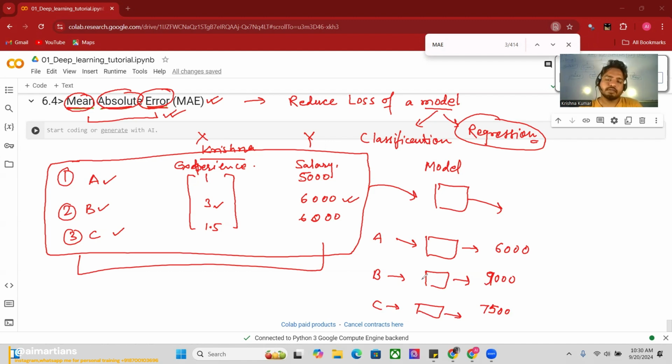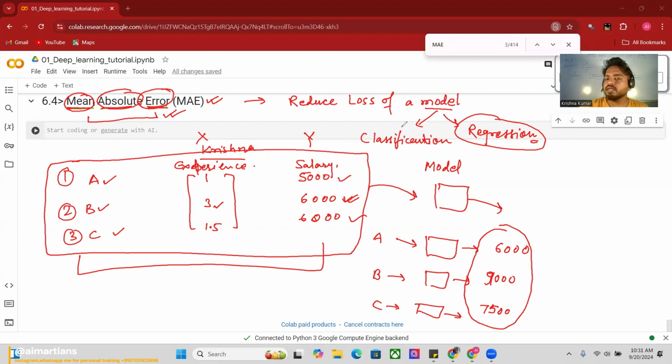So now the problem is, if my model gives such salaries to all three persons, is there any kind of loss that these persons make? Because one is deserving 6,000, one is deserving 9,000, another is deserving, let's say, 7,500, but I'm giving lesser salary. So this is a kind of loss, right?